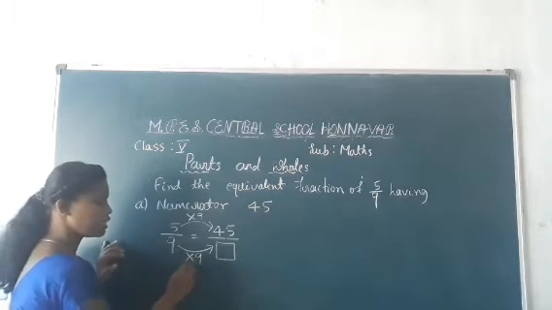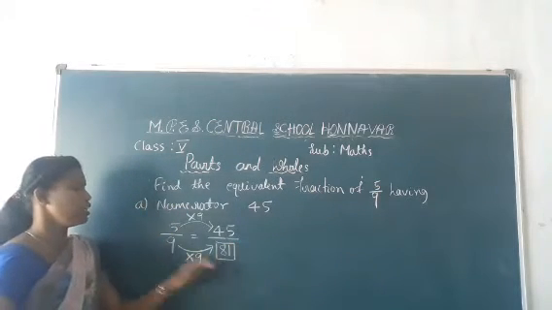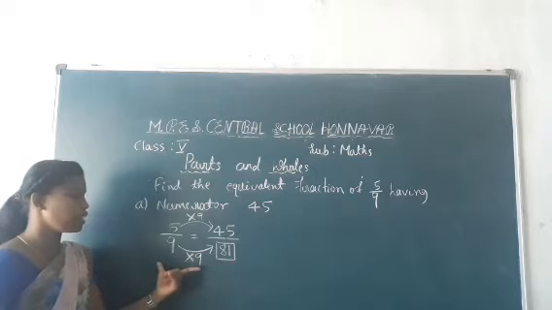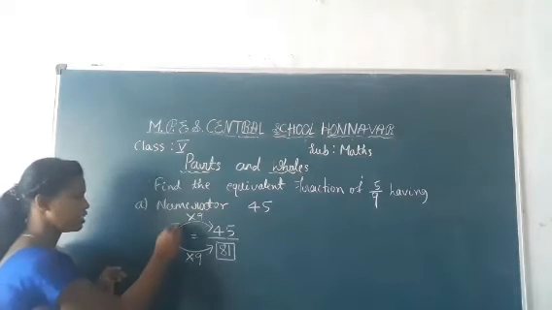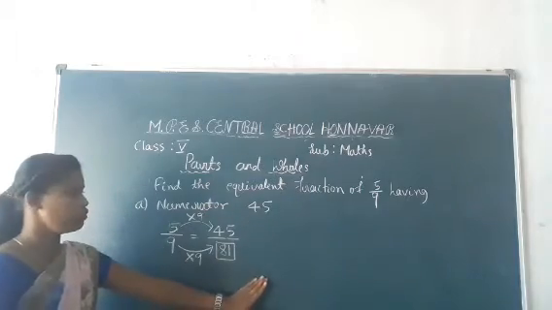What do we get? 9 9s are 81. Here, 45/81 is the equivalent fraction of 5/9. Okay, like this way we find out the equivalent fraction.